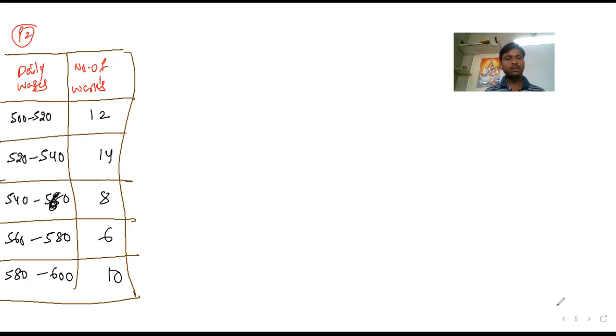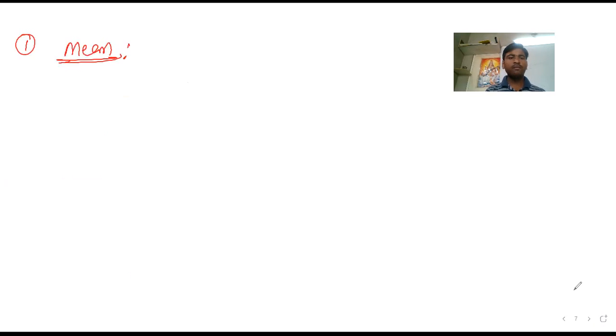mean, median, mode. So let us go for the first thing, which is mean. Mean, as I told you in the first class, is the middle value or average value in the given set of records: sum of observations divided by number of observations. Now I will show how to calculate mean for grouped data. For these cases there are 3 different methods you can use to calculate mean.